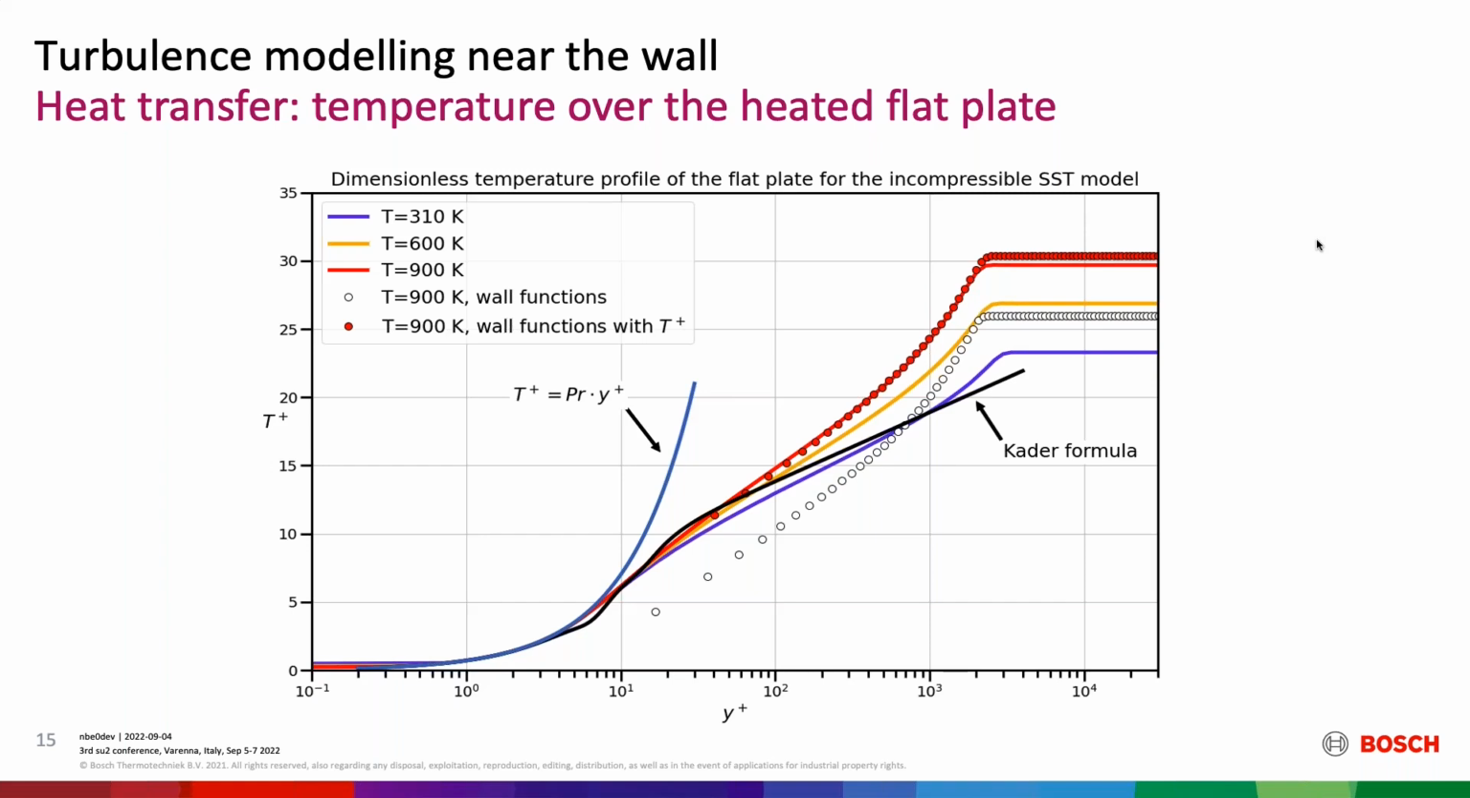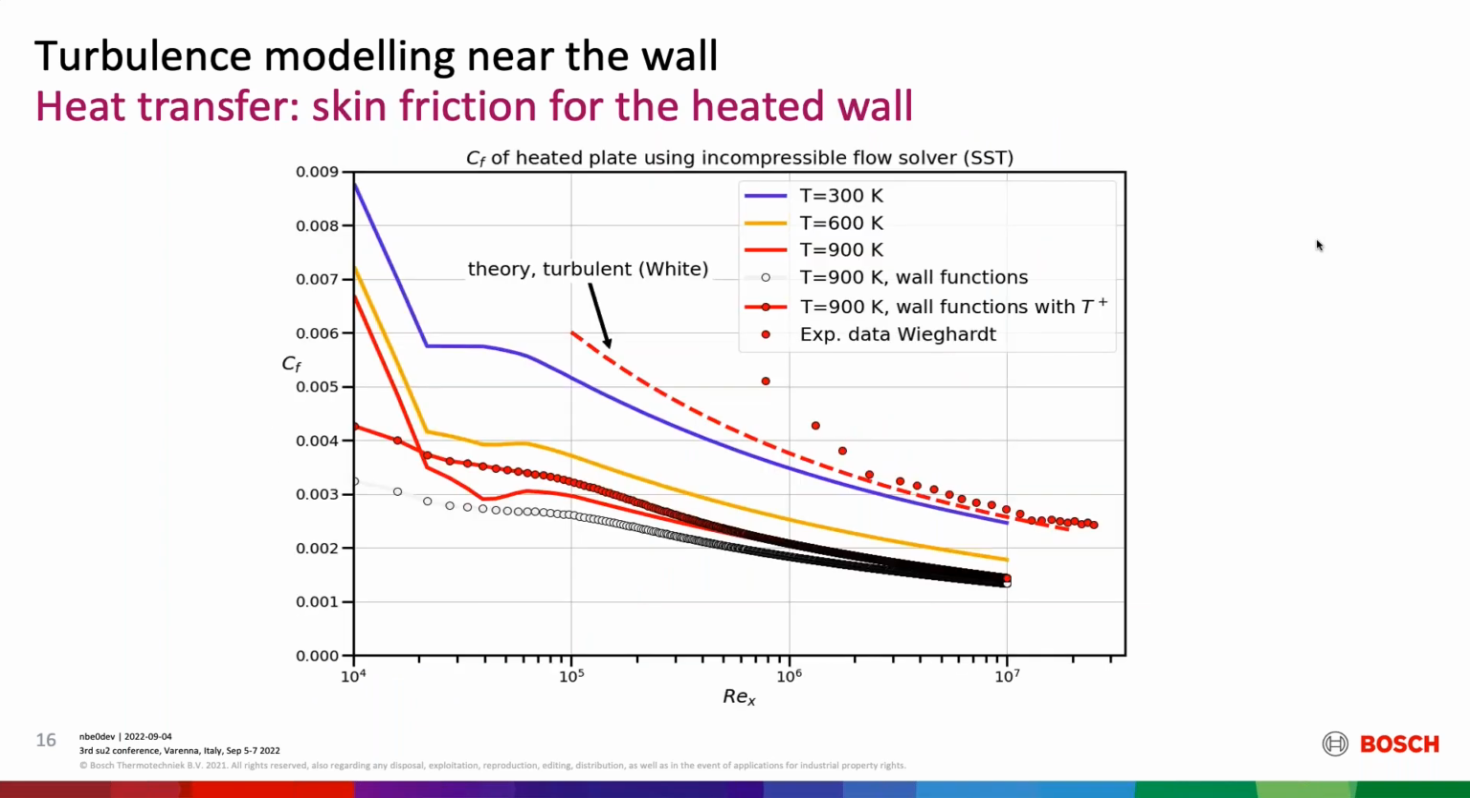Now different correlations for the temperature profile exist that are similar to Spalding's formula, and here I only show a much used correlation from Cater, which also has a Prandtl dependency. Now the skin friction, where we include wall heating, shows a similar behavior. So the skin friction reduces according to the square root of the ratio of the wall temperature over the free stream temperature, which is a known theoretical result.